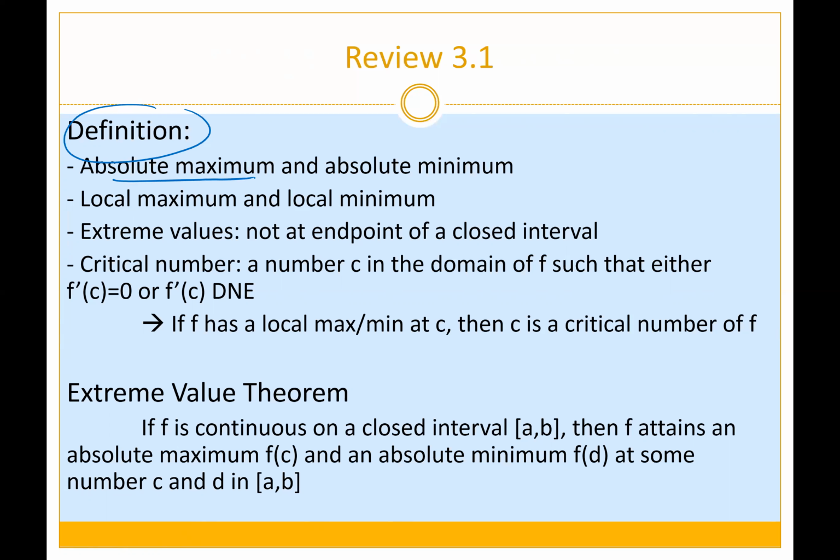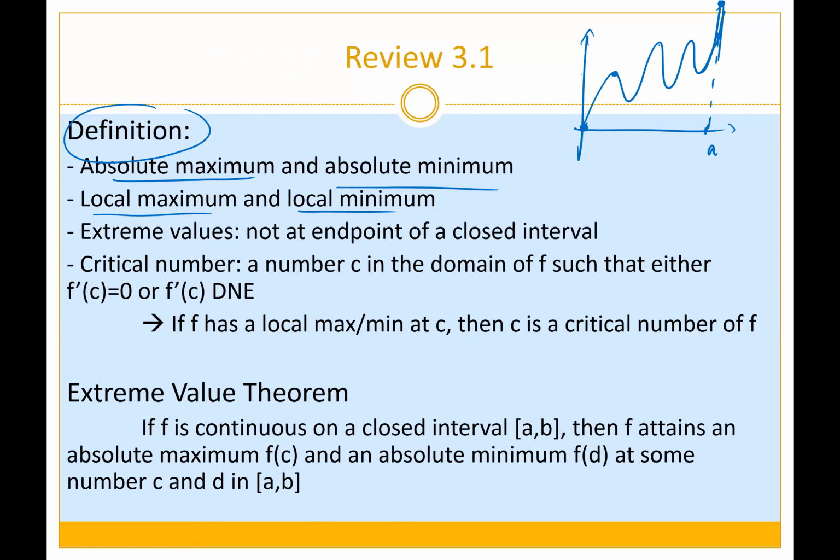Say you have a function like this, where the domain may be starting from 0 to this point A. So the absolute maximum is going to be up here, and the absolute minimum can be down here. So it's on the entire domain. Then we have local maximum and local minimum. So these are the local maxima, the peak in its local region, in a relatively small interval in the domain. And these are the local minima.